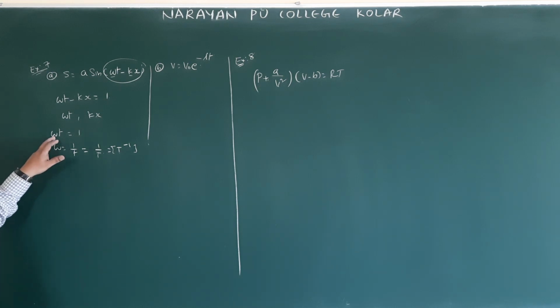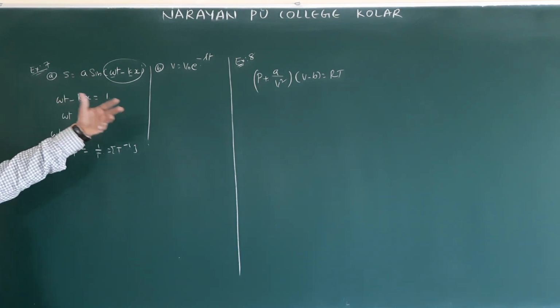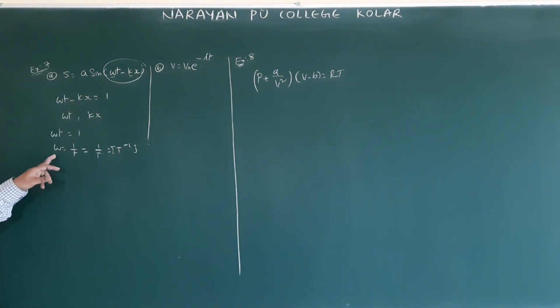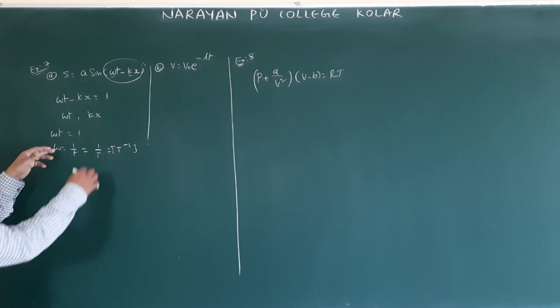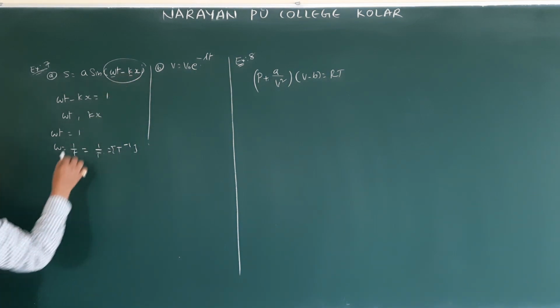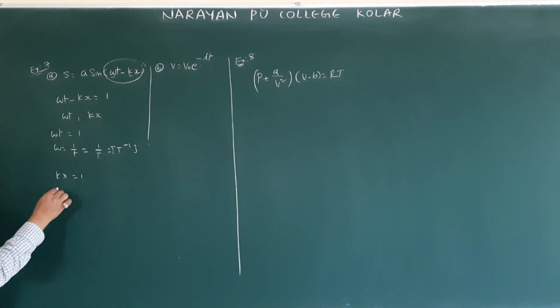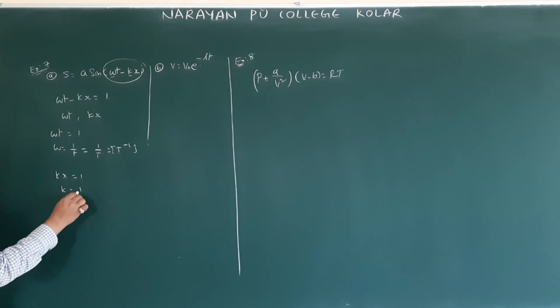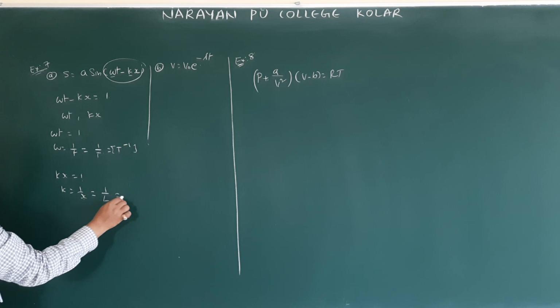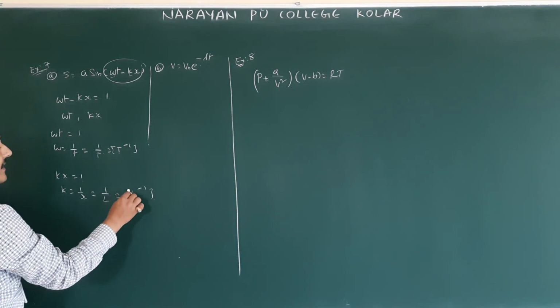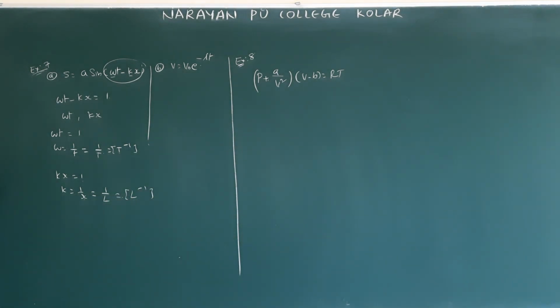How this omega came, how this equation came, we will discuss in our SHM lesson. At that time, directly you can write omega is t power minus 1. You will understand at that time. Okay, now we have to do like this. Again, kx equal to 1. Kx equal to 1 means k is equal to 1 by x. X is in meters, means length. Therefore, L power minus 1. Okay.